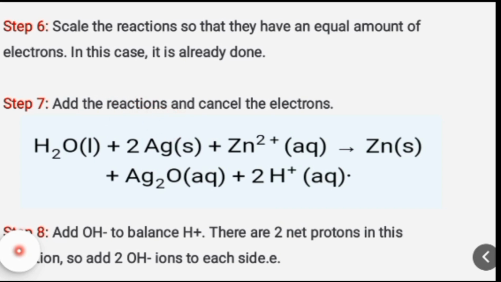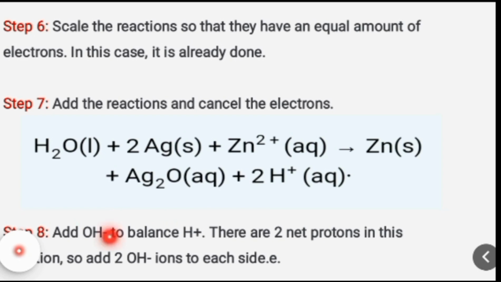So we're going to add the reactions and cancel out similar elements. Therefore, the electrons have been cancelled out. And this is our equation for step 7. If we were dealing with acidic condition, this would have been our final equation. But no, we are dealing with basic condition. And remember, I told you the essence of basic condition is to neutralize this H plus. Therefore, basic condition has step 8. This is where the basic condition begins.